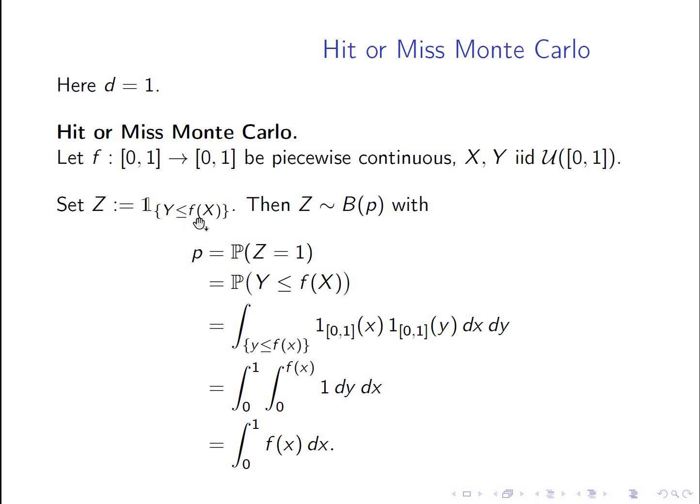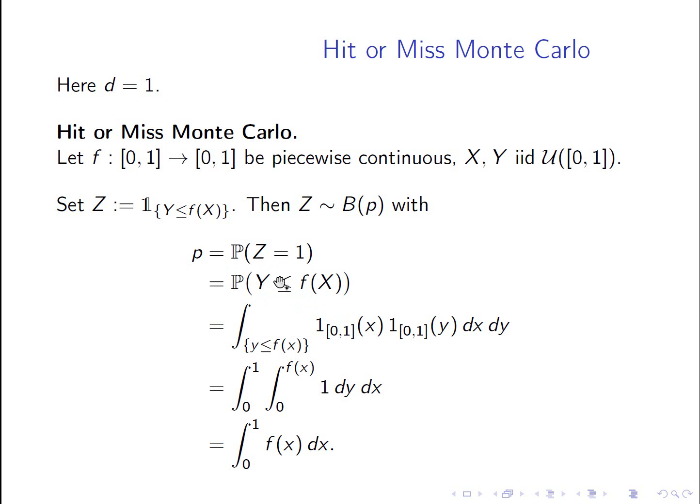Taking the points under the curve and rejecting the points above the graph, mathematically, is just the indicator function of the event that y is less or equal than f of x. So we have values 0 and 1, so that is a Bernoulli random variable. And what is the success probability? Well, the success probability is the probability that Z is equal to 1. Z is equal to 1 by definition if y is less or equal than f of x. So we need to compute this probability.